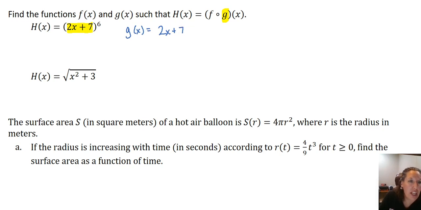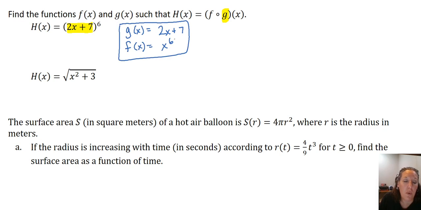And then if we take out that 2x plus 7, what we have is our g raised to the 6th power. So our f of x function is going to be that. We're taking our value and raising it to the 6th power. So this is one option, and this is the one that we're going to be using when we get to calculus.